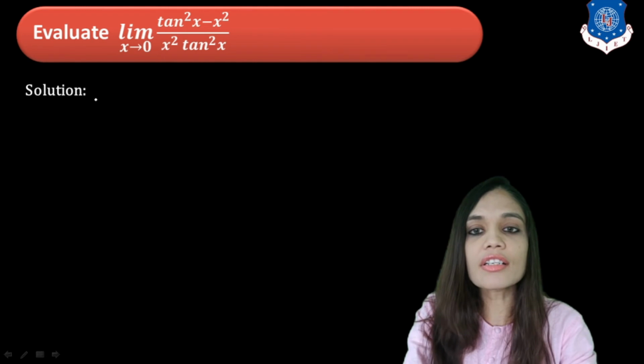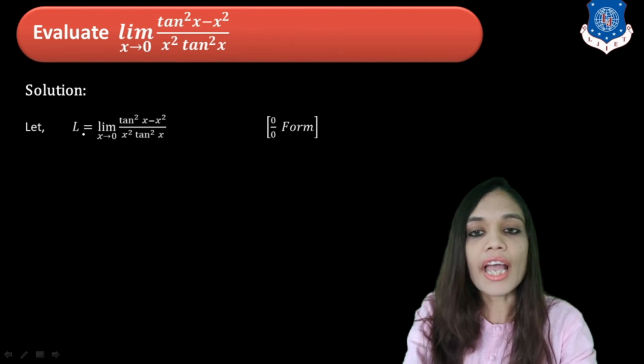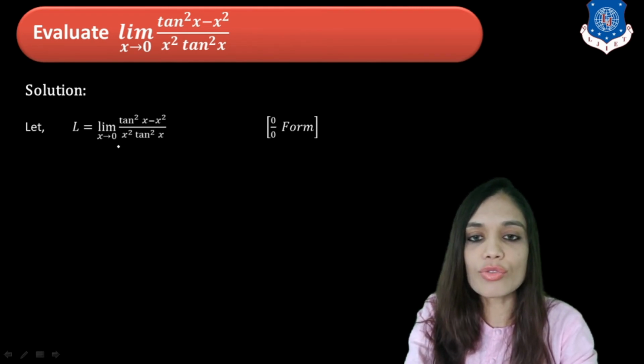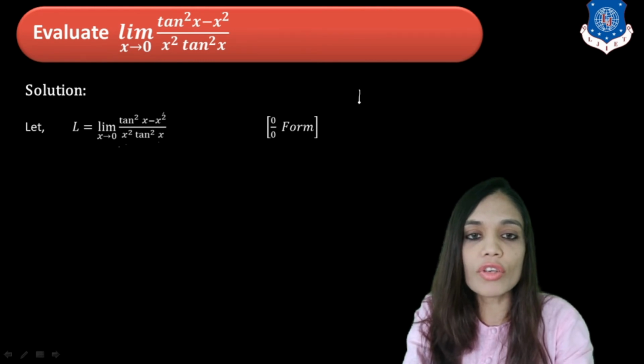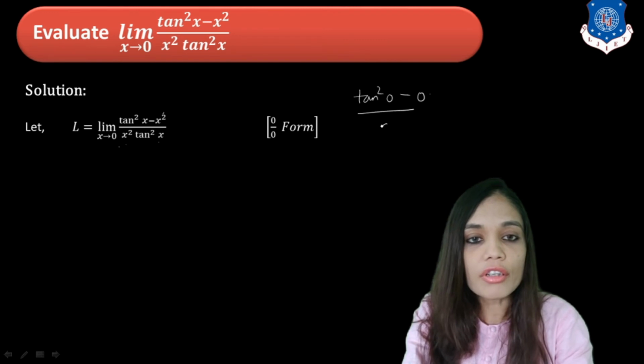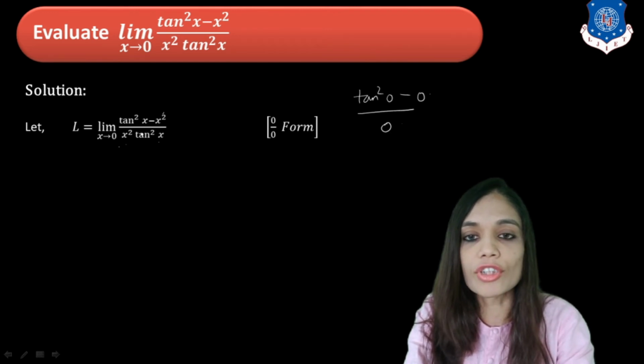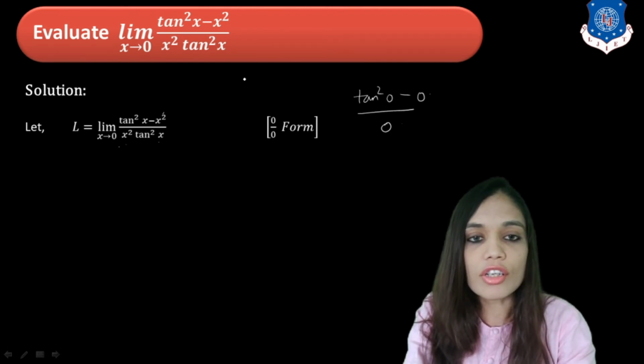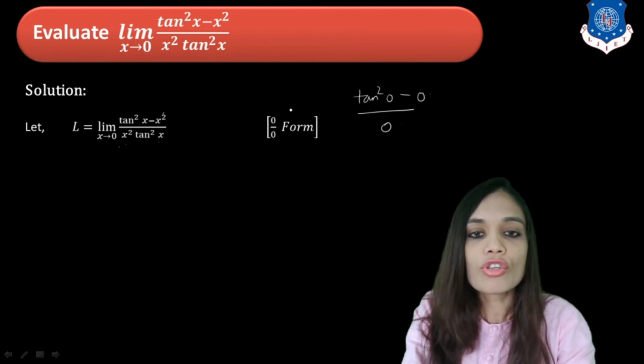Let us start with its solution. Assume L is equal to limit x tends to 0, (tan square x minus x square) upon x square tan square x. Now if you put x is equal to 0, what you will get? Tan square 0 minus 0 upon 0, because tan 0 is 0, so you will get 0 by 0 form.